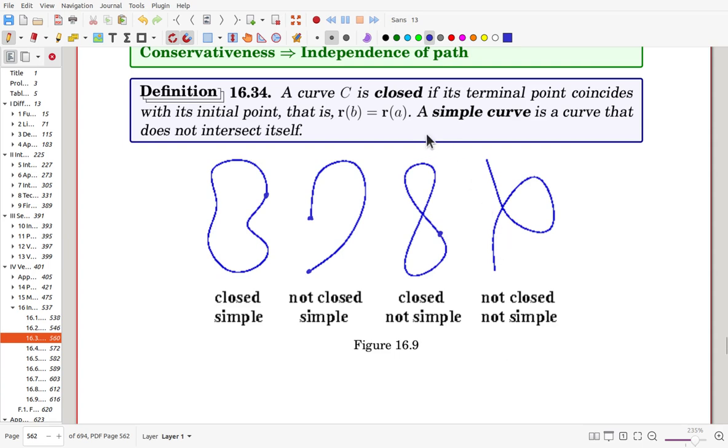Now we have another definition. A simple curve is a curve that does not intersect itself. Let's see for that one. This curve is not intersecting itself, so it is simple. Again, this is simple, but for this one, the curve is intersecting here, so that is not simple. Again, we have an intersection here, so it is not simple.